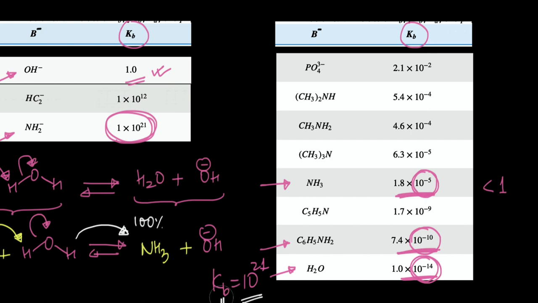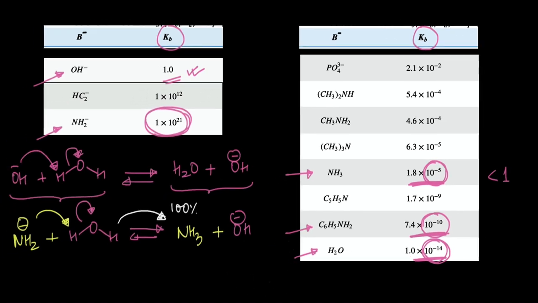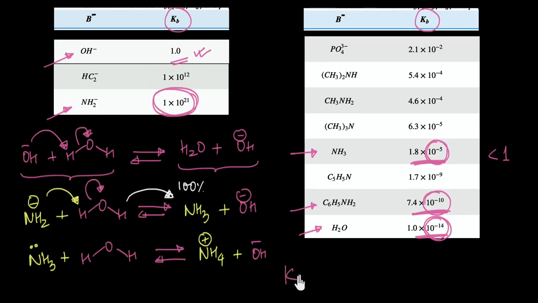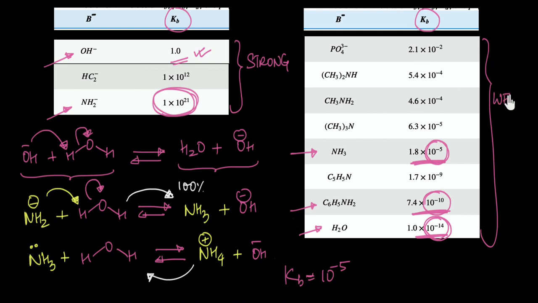So this means that if we add ammonia in water, because the KB is less than 1, the reaction is more backward than forward, right? Therefore, bases that have a KB value much greater than 1, like these bases, are what we call the strong bases, while bases whose KB values are much less than 1 are more in the backward direction, so these are our relatively weak bases.